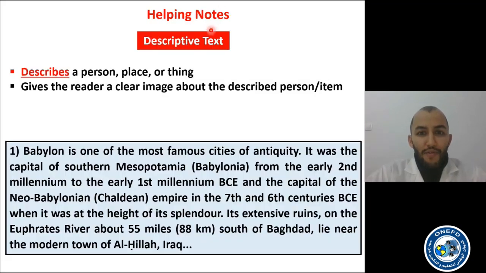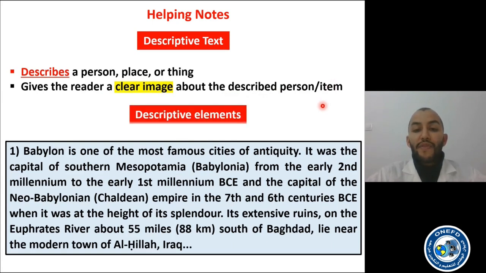So these helping notes will help you decide or identify the right type of text. Let's start with the first one. We have a descriptive text. This text generally describes a person, place, or thing. It also gives the reader a clear image about the described person or item. Look at the descriptive elements.